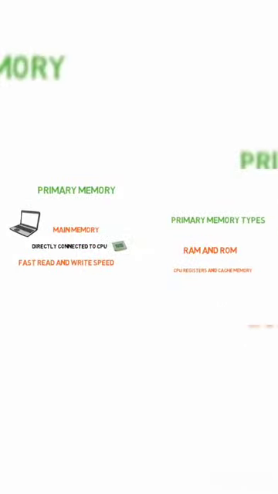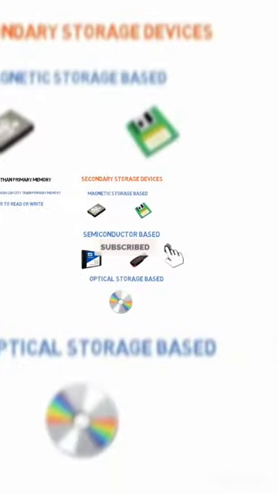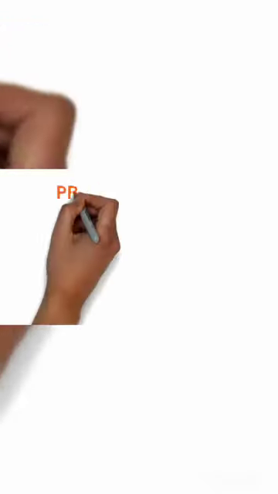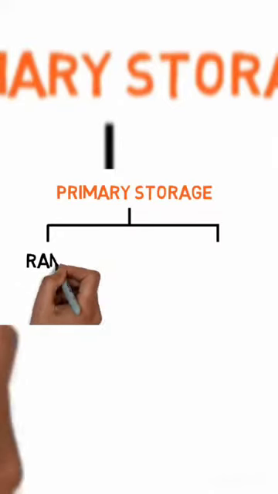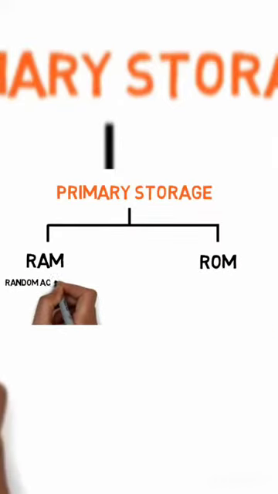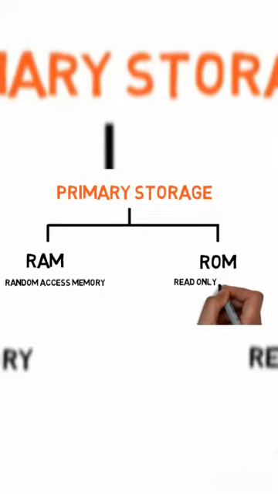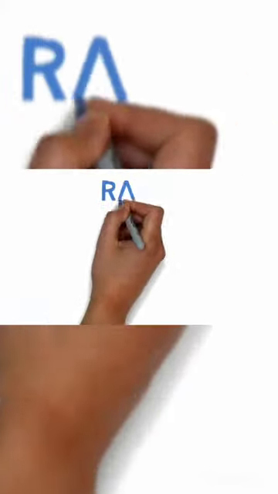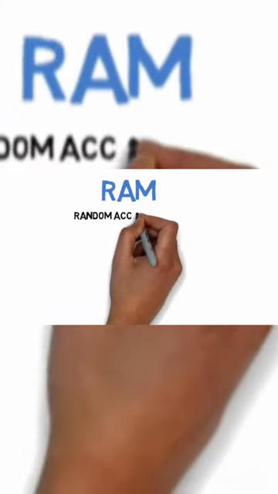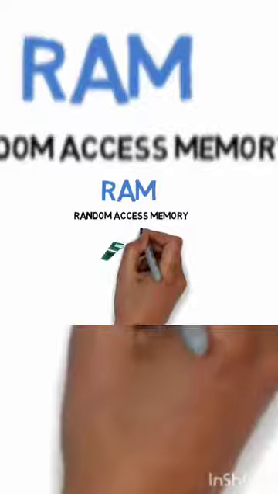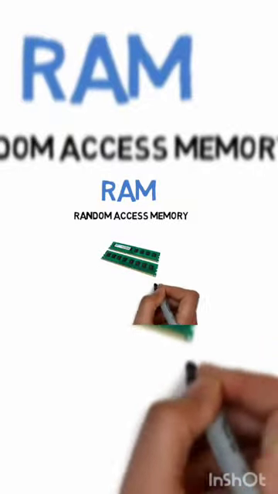Now you've got a general idea of primary storage and secondary storage and how they are different from each other. Let's get a little bit deeper to understand it better. Primary storage is also divided into two categories, RAM and ROM, which stand for random access memory and read-only memory. RAM is called random access memory because CPU can access any memory cell directly without accessing it sequentially.